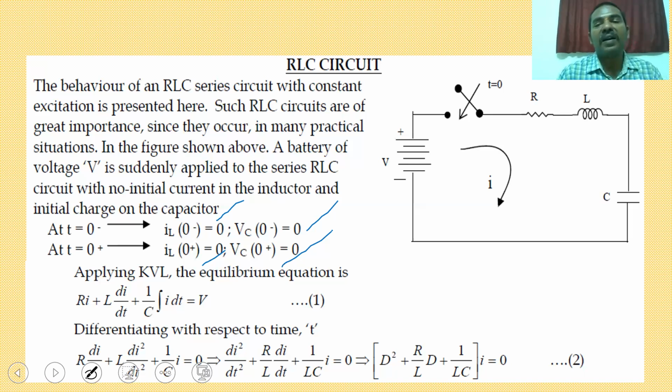The voltage drop across the resistor is R into I. The inductor drop is L di by dt. The capacitor drop is 1 by C integral I dt. The sum is equal to V. So R i plus L di by dt plus 1 by C integral I dt is equal to V. This is your equilibrium equation.